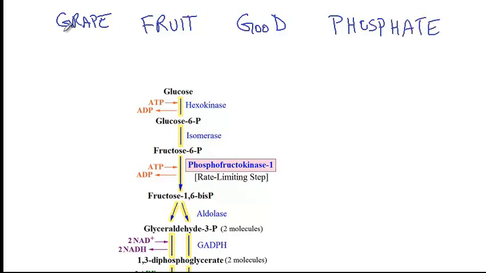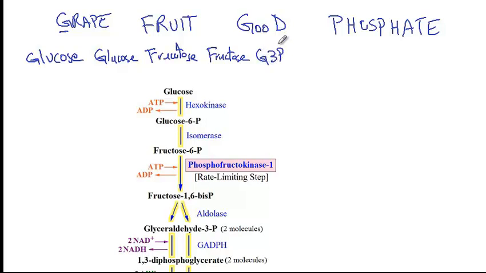And so what it stands for is G is for 2 glucose molecules, F is for 2 fructose, so fructose 6-phosphate, and then we have fructose 1,6-bisphosphate. And then G stands for glyceraldehyde 3-phosphate, and then D stands for diphosphoglycerate, and it's the same name as bisphosphoglycerate. So it depends on which book and which resource you're using. Some are saying 1,3-bisphosphoglycerate, the others are saying 1,3-diphosphoglycerate. They're all the same thing.